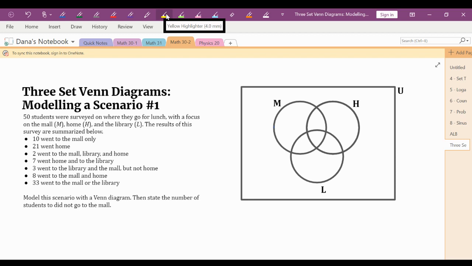Hello, welcome. Today we're going to be looking at modeling a scenario using a three-set Venn diagram. 50 students were surveyed on where they go for lunch, with a focus on the mall, home, and the library.